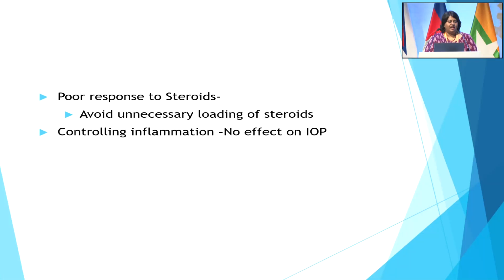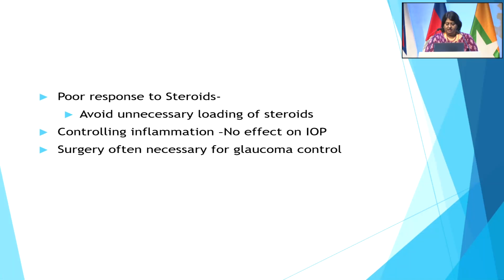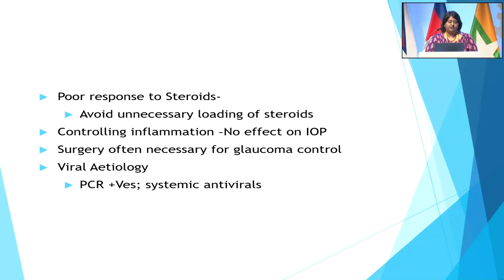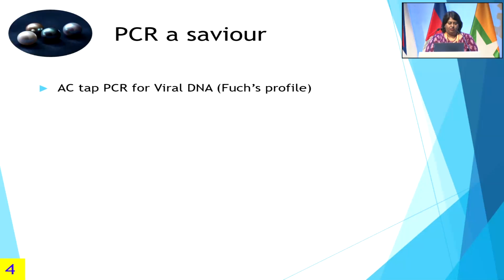Controlling inflammation as such is not correlated with effective control of IOP. In many of the Fuchs cases, IOP control is not achieved by medicine and surgery will be required. Many of the patients have a viral etiology. So if the viral etiology is proven with PCR, treating with systemic virals helps in IOP control also.